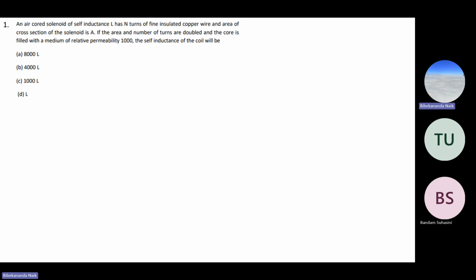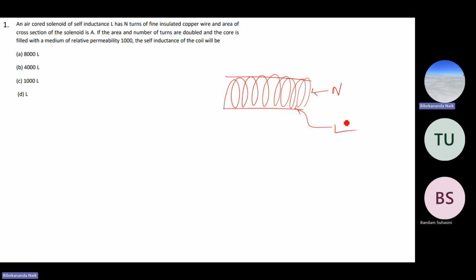So the question says there is a solenoid. The solenoid is like that, there are n number of turns and its self-inductance is L. And the area of cross section is A. This area of cross section is A.